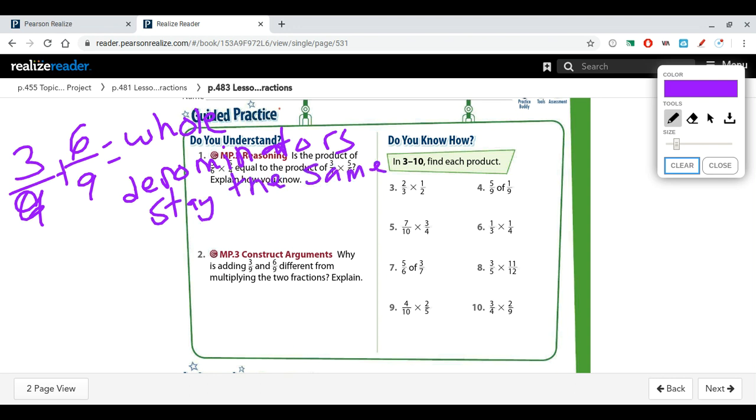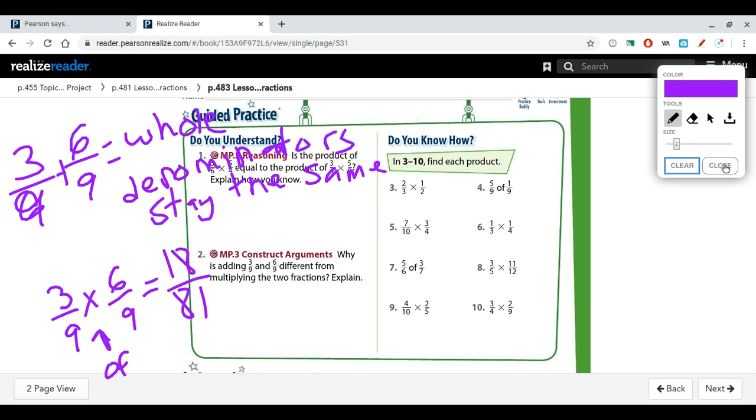If I take a look at 3/9 times 6/9, remember that the multiplication symbol means "of." So I'm not looking for a whole, I'm looking for part of a whole. I'm going to multiply the numerators together and multiply the denominators together, and when I do that, I'm going to get a smaller fractional part. So it's not going to be the same. When I add these together, I get a whole. When I multiply them together, I'm going to get a smaller fractional part of both fractions.